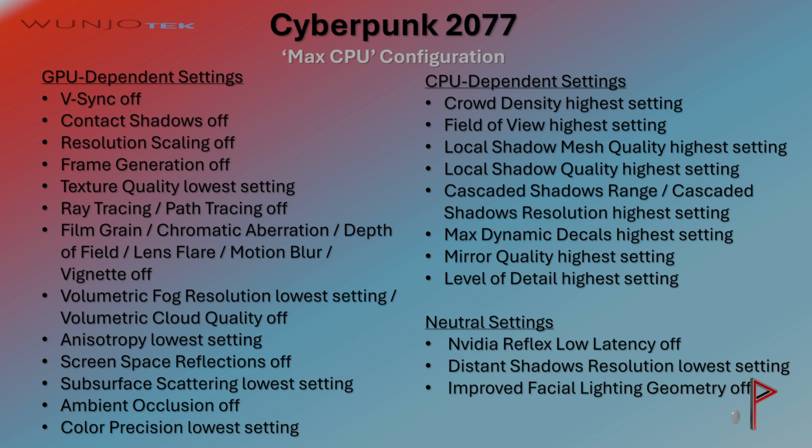Anisotropy gives objects viewed at a distance higher visual fidelity. It happens within the texture units of the GPU. SSR is GPU post-processing. Subsurface scattering affects how light interacts with translucent stuff like skin and fabric. That's all GPU post-processing as well. Ambient occlusion is soft shadows, separate from the main lighting engine, that add finer detail. And color precision, turning that to its lowest setting, reduces the VRAM cost.